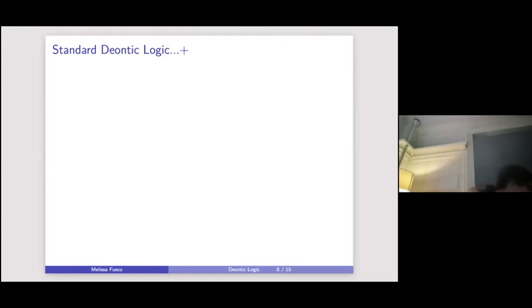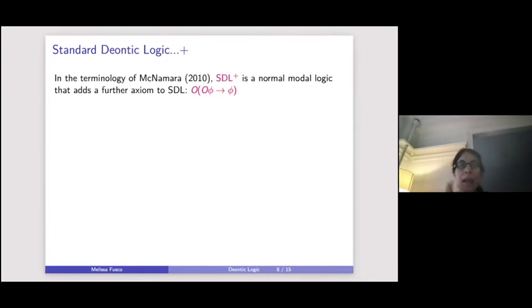But another logic that you can consider in this framework, which is one that I used, for example, in my dissertation, goes a little bit further in terms of putting restrictions on the R relation. This is called standard deontic logic plus, in the terminology of, for example, McNamara 2010. So SDL plus is a different modal logic. It's a normal modal logic that adds a further axiom to SDL. This is the axiom in the object language: it ought to be the case that, in parentheses, ought phi entails phi.